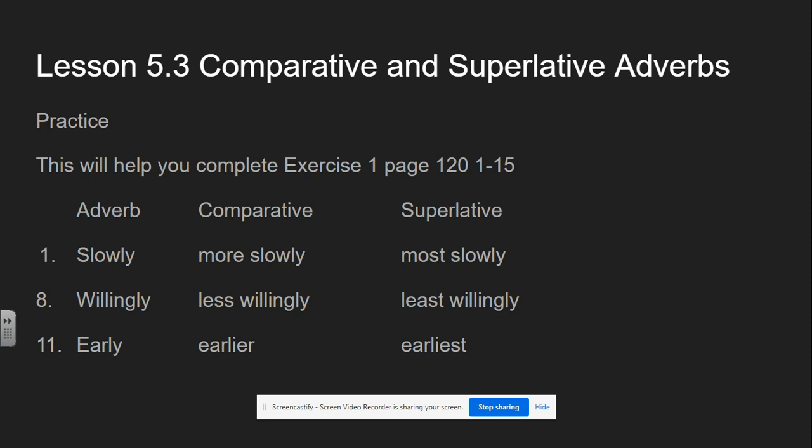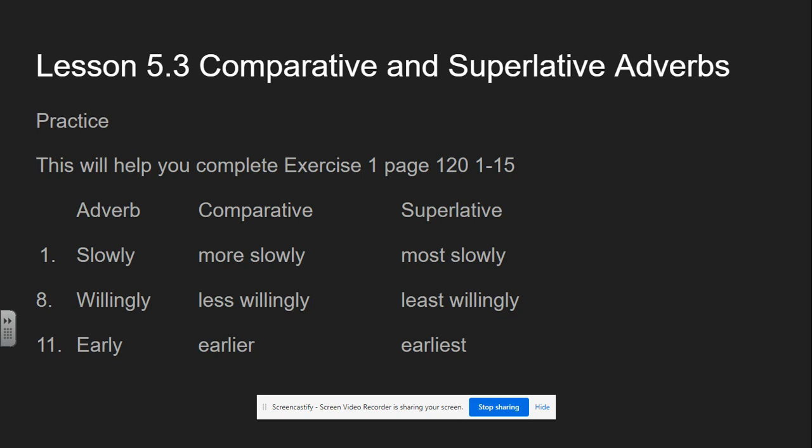So number 1 in your notebooks, it says, write the comparative and superlative form of the following adverbs. So number 1, they give us the word slowly. The comparative form of slowly is more slowly. The superlative form of slowly is most slowly. That's number 1. Number 8, you'll notice, is willingly.